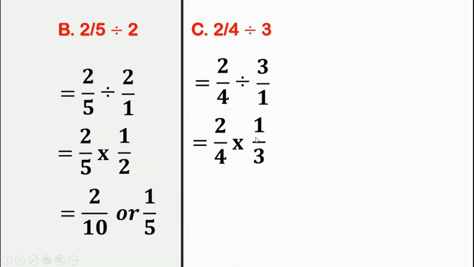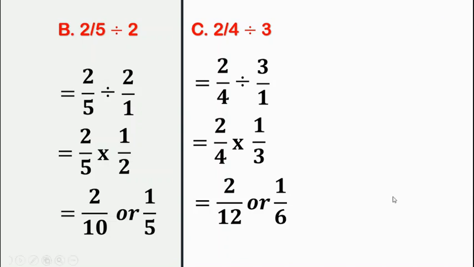Then we need to multiply. 2 times 1, it's 2. 4 times 3, it's 2/12. But then 2/12 has a greatest common factor, which is 2. So we need to divide it. 2 divided by 2, it's 1. 12 divided by 2, it's 6. So we got the simplest form for 2/12, which is 1/6.